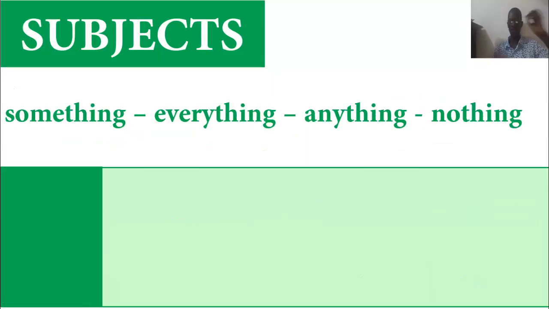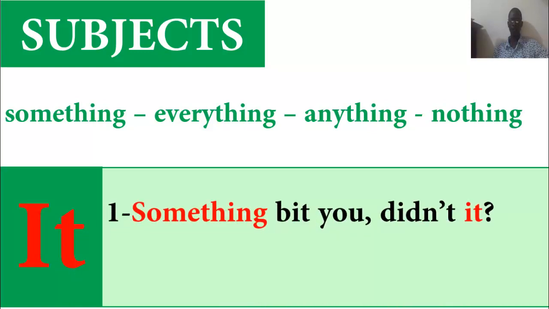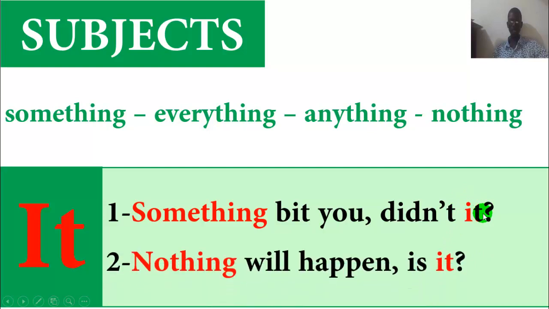Something, everything, anything, nothing. Quelque chose, tout, rien, n'importe quoi, rien. In this case, the subject will be it. Example, something bit you. Quelque chose t'a mordu, n'est-ce pas? Didn't it? So it here replaces something. All right? Nothing will happen, will it? Nothing will be replaced by it.